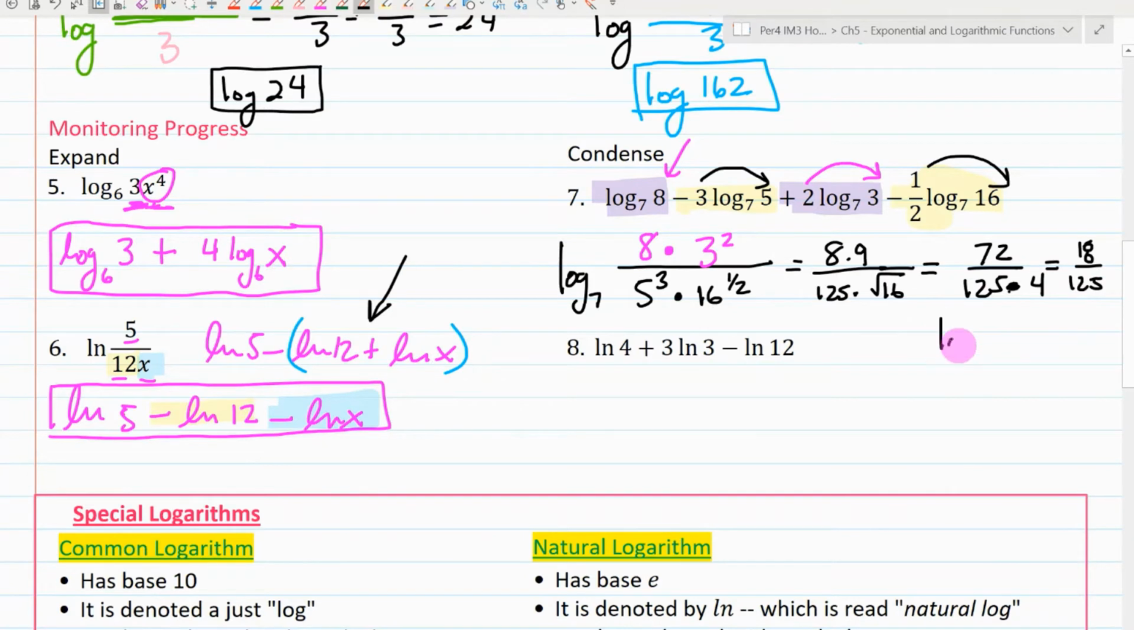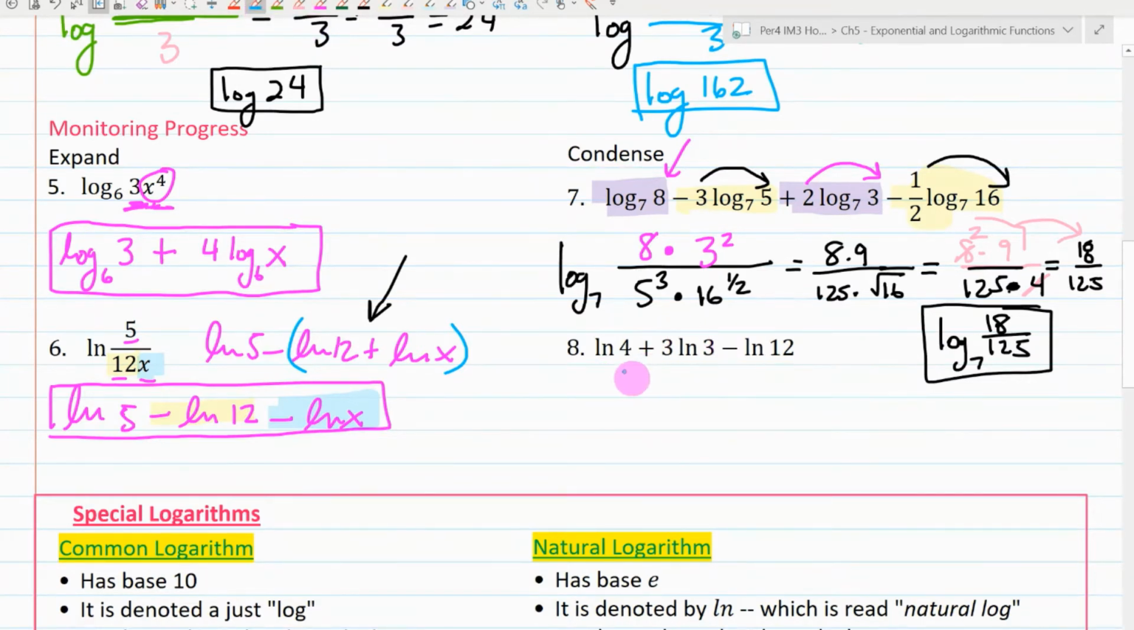So final answer is log base 7 of 18 over 125. You can reduce this here, because 4 goes into 72. If you rewrote this as 8 times 9, 4 goes into 8 twice. Okay, and then you have 18 over 125.